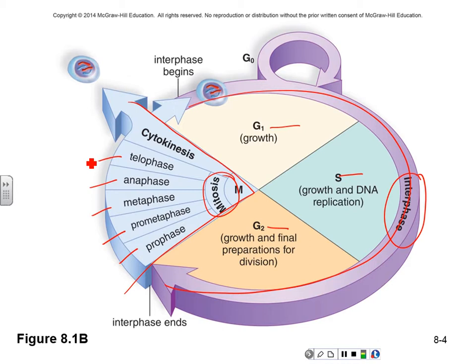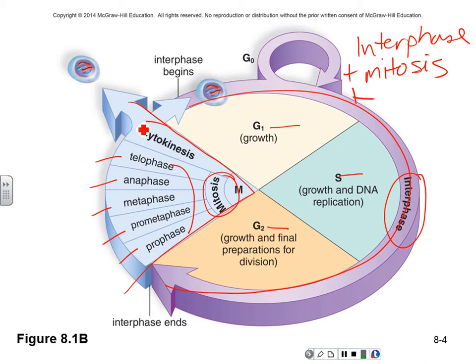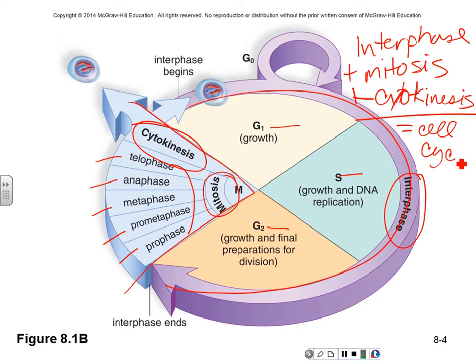So think of test questions that could be asked. What are the three phases of interphase, or the three sub-stages of interphase? That's growth 1, or G1, S, and G2. Name the phases of mitosis. But remember that interphase plus mitosis plus something right here called cytokinesis, which we'll get to. Cytokinesis. All of that is equal to the cell cycle.